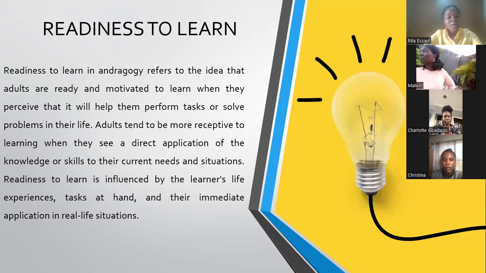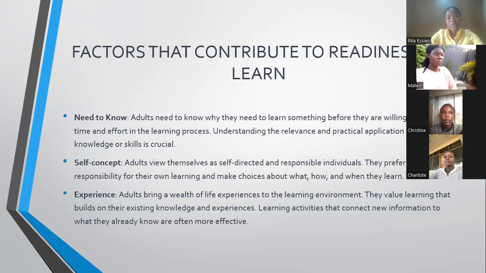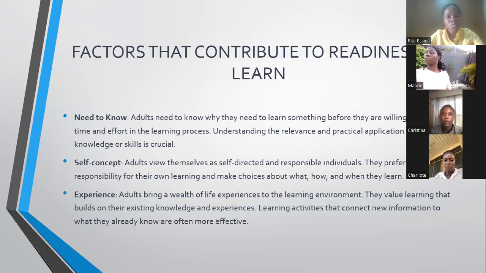So for adults, the willingness or readiness to learn comes from perceiving the relevance of knowledge. They want to know how learning will help them to better their lives, and they learn best when they know that they have knowledge about it. And this leads to influence by the learner's life experience, tasks at hand, and their immediate implications in real life situations. So we have some factors that contribute to readiness to learn, and these are the need to know.